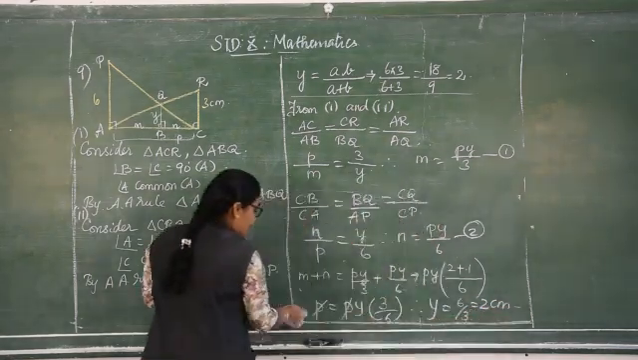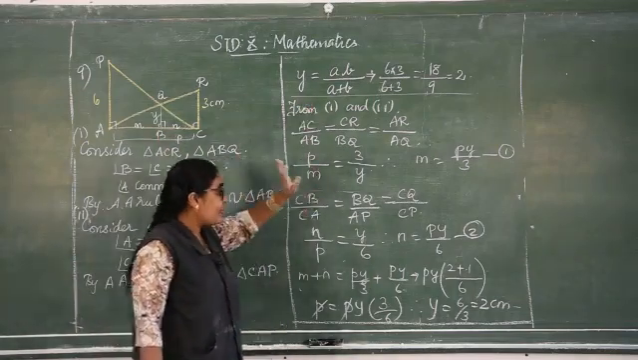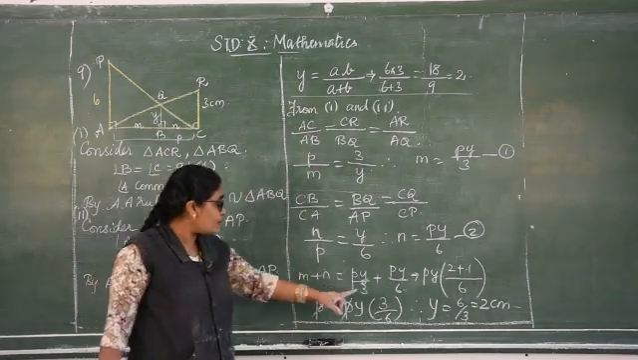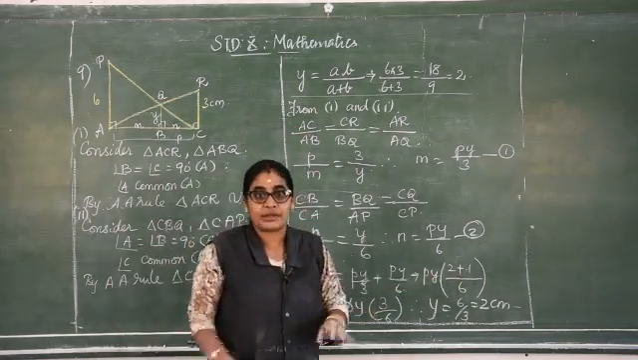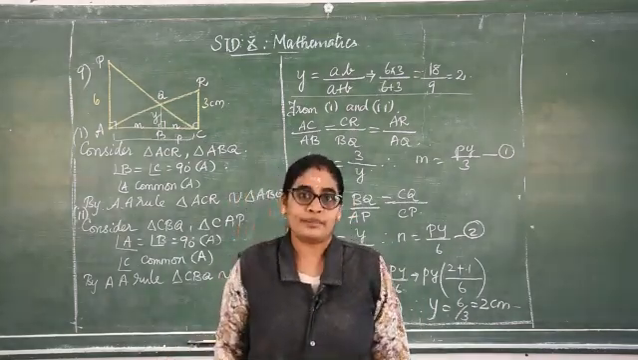This will be your 5 marks. So when they ask in 2 marks you complete up to this. But when they ask in 5 marks you have to write everything like this and prove Y is equal to 2 centimeter. So we have completed your exercise 4.1.